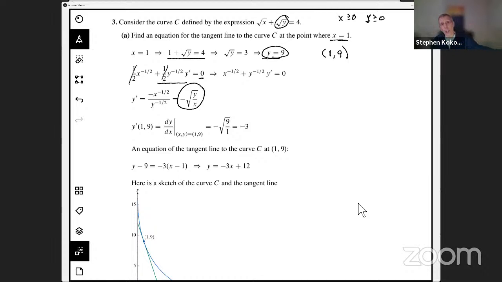So I need to find the slope at the point (1, 9) on the curve. I evaluate this derivative, and there's this expression where I'm evaluating a function at x, y. That's kind of a function of two variables.